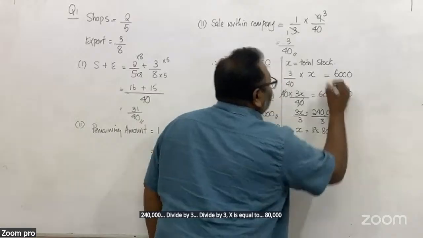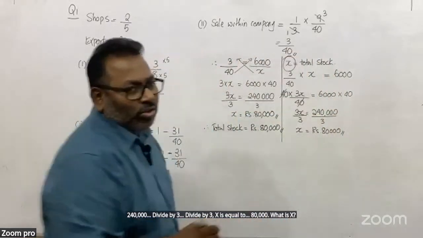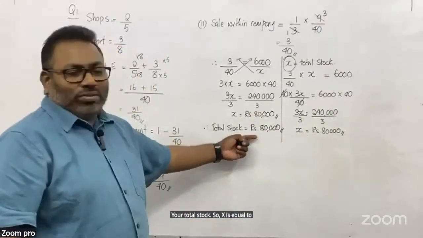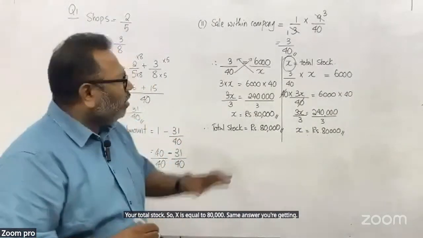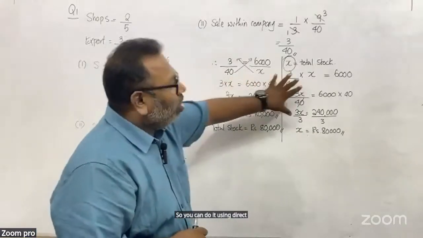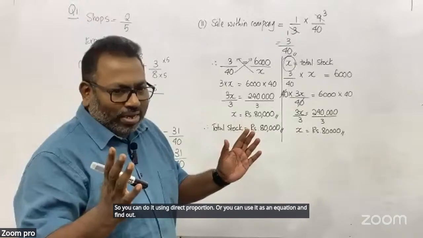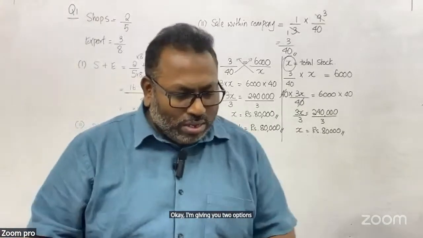What is X? Your total stock. So X is equal to 80,000. Same answer you're getting. So you can do it using direct proportion, or you can use it as an equation and find out. Okay, I'm giving you 2 options. You can do both ways.